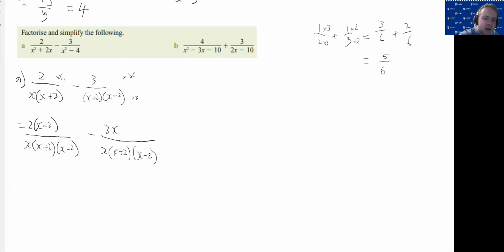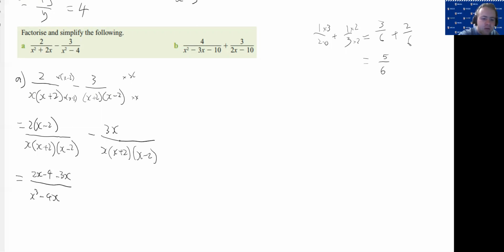I times this by x minus 2, because those were the factors that I was missing that the other ones had on their denominator. Okay, now we know that x plus 2 and x minus 2 is just x squared minus 4. So if we times that by x, we can now get our denominator, which is going to be x cubed minus 4x. And then we're going to get 2x minus 4, and then minus 3x on the top.